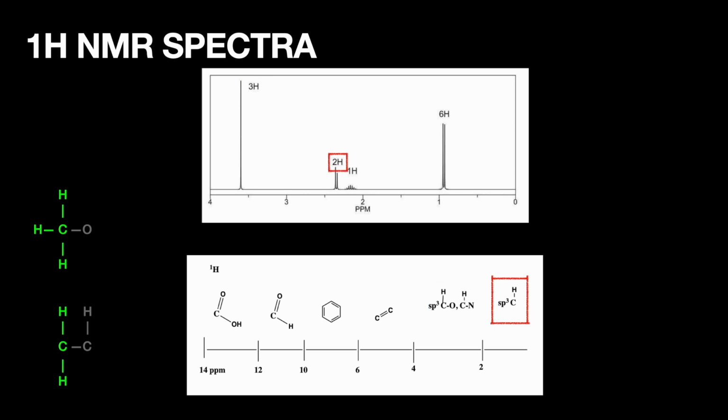The next data point is at about 2.45 parts per million. The integration number is 2H, which means that there are 2 hydrogens on the target atom. It too has an sp3 hybridized tetrahedral structure like our previous example. There are 2 peaks, called a doublet, and by the n+1 rule, it has only 1 hydrogen on its neighboring atom.